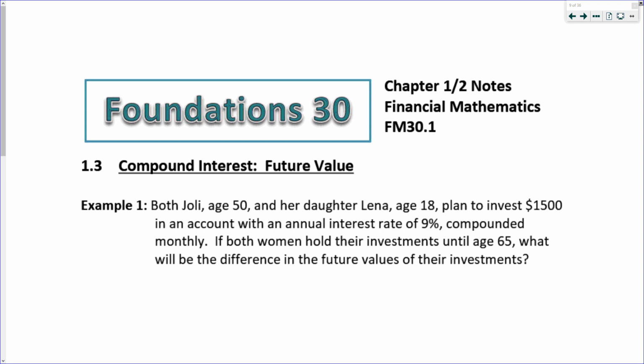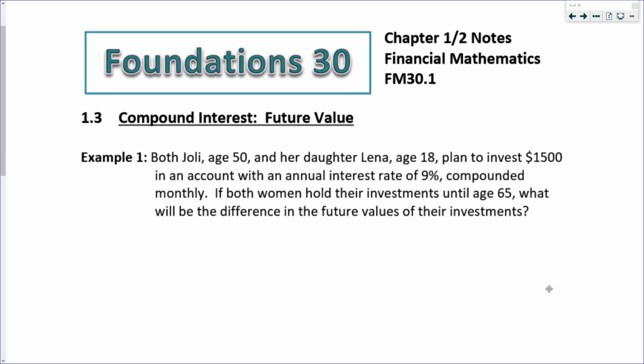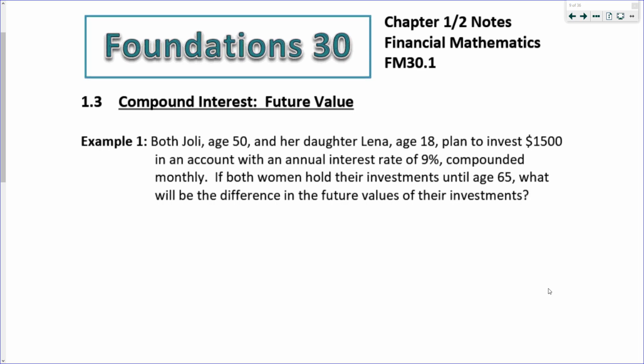Today's video will be on lesson 1.3, compound interest future value, focusing on our examples. For example 1, both Jolie, age 50, and her daughter Lena, age 18, plan to invest $1,500 in an account with an annual interest rate of 9% compounded monthly. If both women hold their investments until age 65, what will be the difference in the future values of their investment? So for this one, we have two different people, so we're going to do two different calculations.